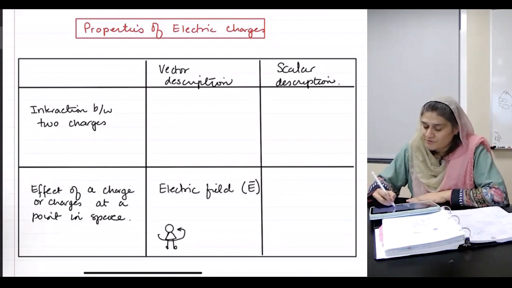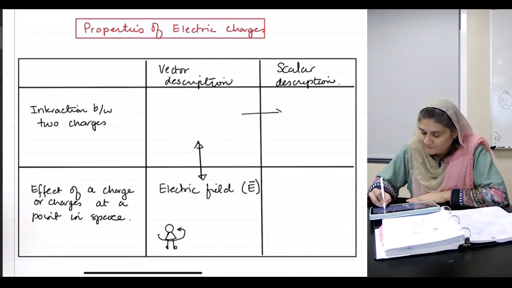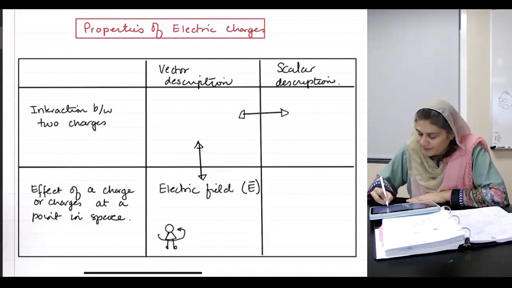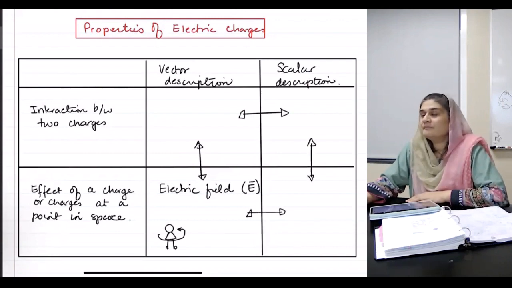Then I want you to draw an arrow. And another arrow. And another arrow. And another arrow. So electric field is what we have.